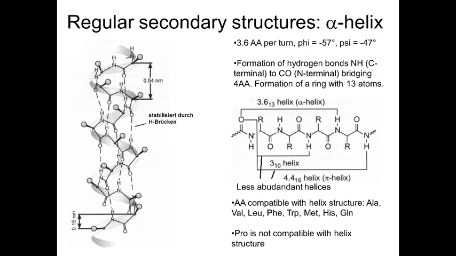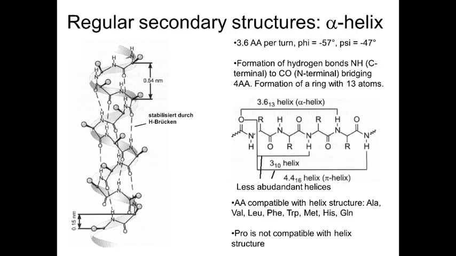Besides the classical alpha helix that is indicated on the picture on the right-hand side, there are other helices: the 3-10 helix and the 4.4-16 helix, also named the pi helix. These helices are less abundant. The question is, what do the 3 and the index 10, and the 4.4 and the index 16 mean? 3 means the number of amino acids per turn, and the index 10 is the number of atoms involved in the ring, including the hydrogen bond formation.